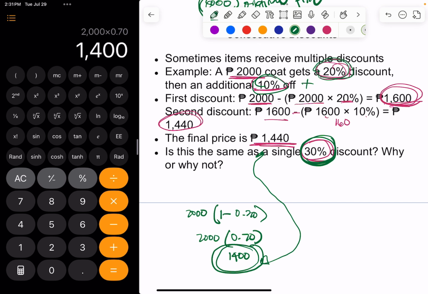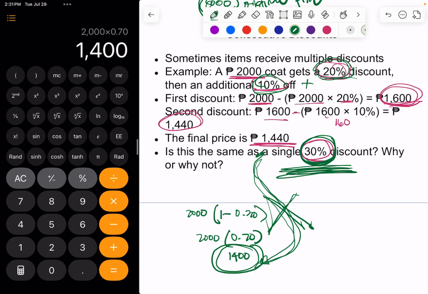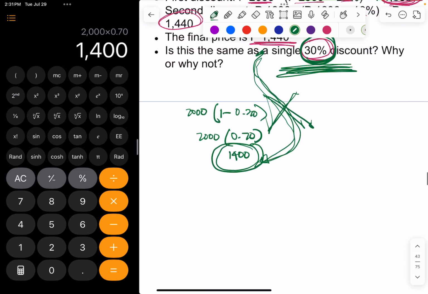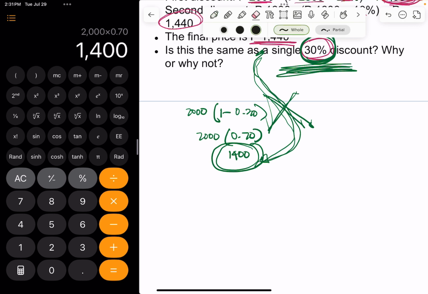So, dili pwede nga kung maingon nga 20% discount, then an additional 10% discount, idiretso nimo og 30%. Dili siya pwede. Kay lahi ang ilaang answer. Okay, gets? Okay, let's have last example for discounts.